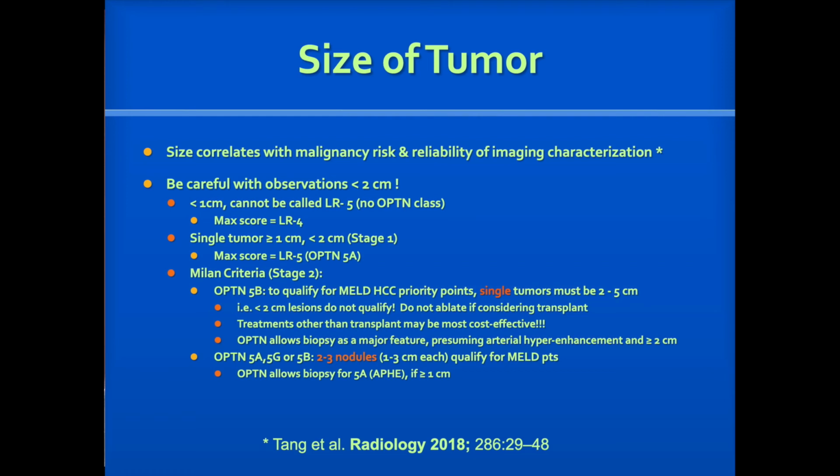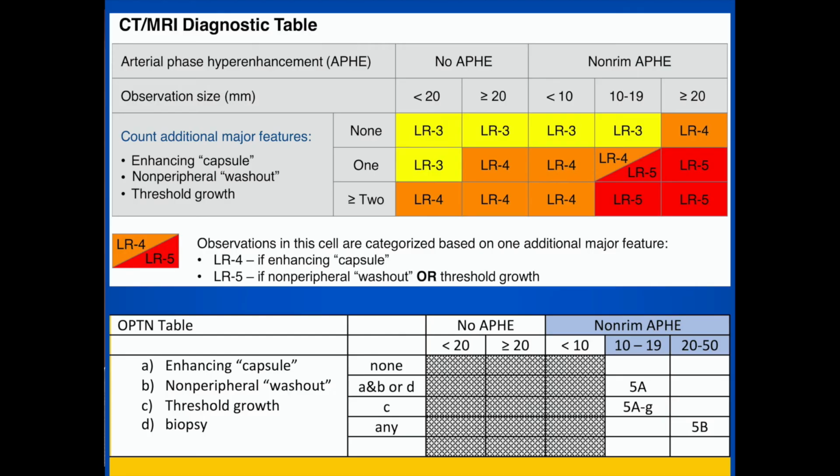There's a growing body of evidence supporting that. If we compare the LI-RADS table and the OPTN categorization, it looks something like this. I put the LI-RADS table on top and I created this OPTN table on the bottom. And notice if there's no arterial phase hyperenhancement, then the lesion simply doesn't get an OPTN class. They're only interested in lesions with arterial phase hyperenhancement. So that's a major difference between the two.